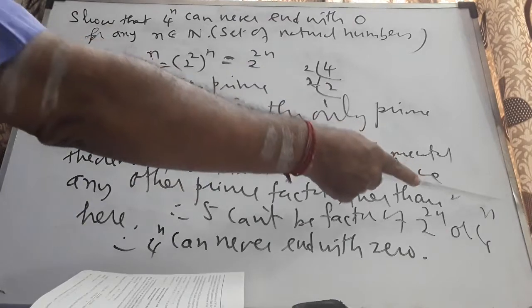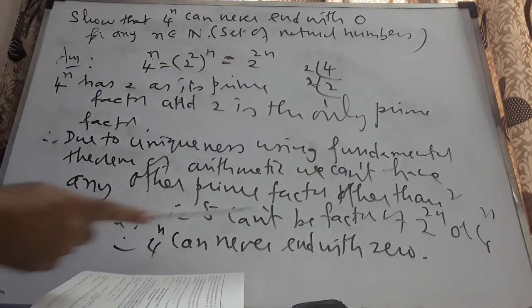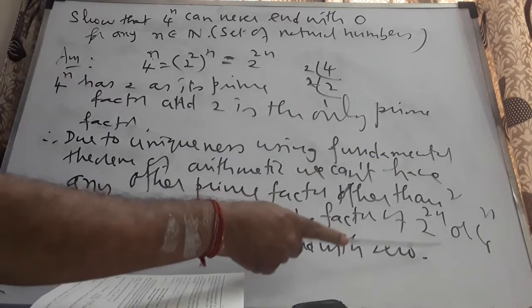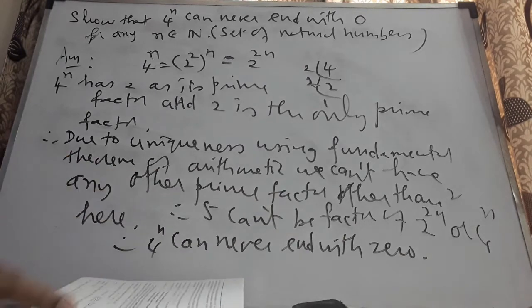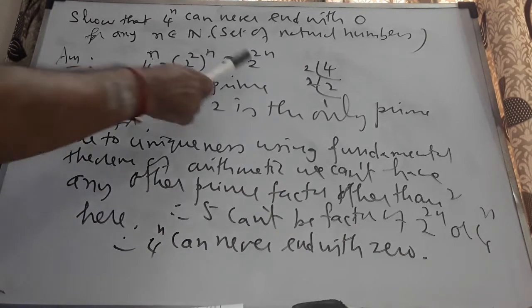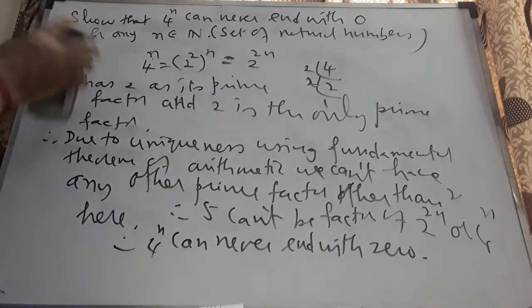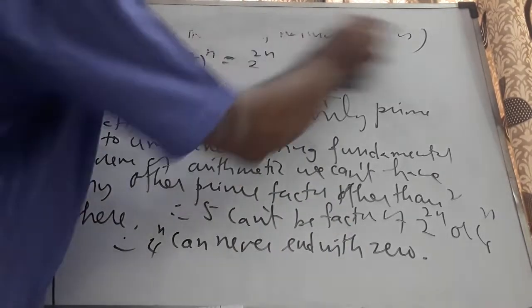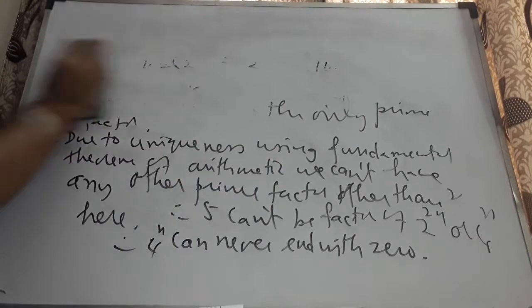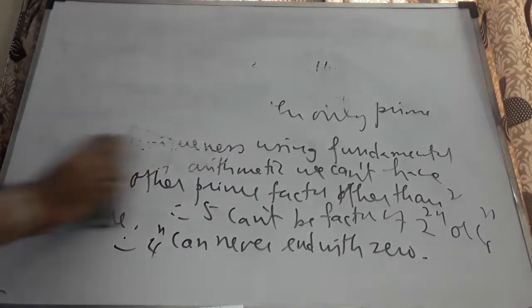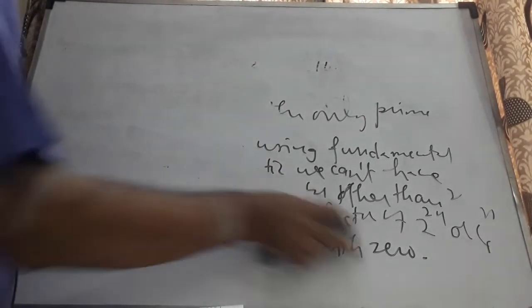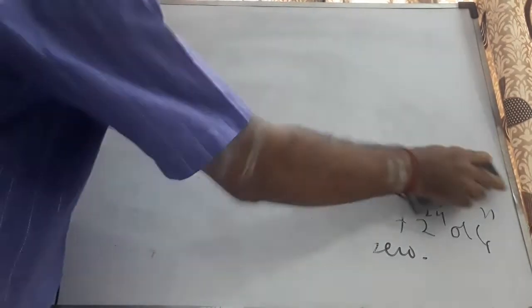Okay, for 4 power n, if you want, you can write. Therefore, 5 cannot be a factor for 2 power n or 4 power n. For 4 power n can never end up with 0, already 2 is a factor. It will end up with 0 only when 5 is also a factor. 5 can never be a factor due to the uniqueness part of writing 4 power n as powers of prime factors. Okay, therefore it will never end up with 0.